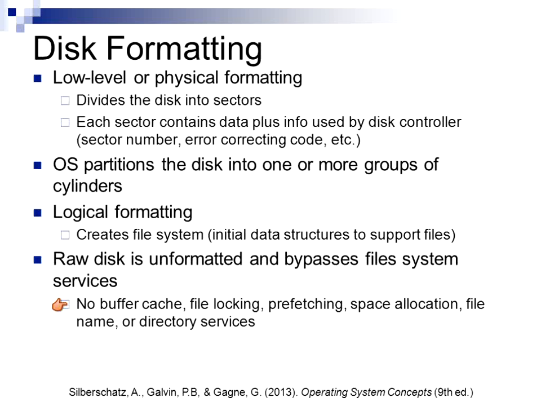So if you're reading something from raw disk, that means there's no buffer cache, no file locking, no prefetching, no space allocation, no file names, no directory services. All these things that we've been talking about these past couple weeks don't exist when you have a raw disk. The raw disk is usually used for applications that want to do their own block management, but usually we're using the logically formatted part of the disk.